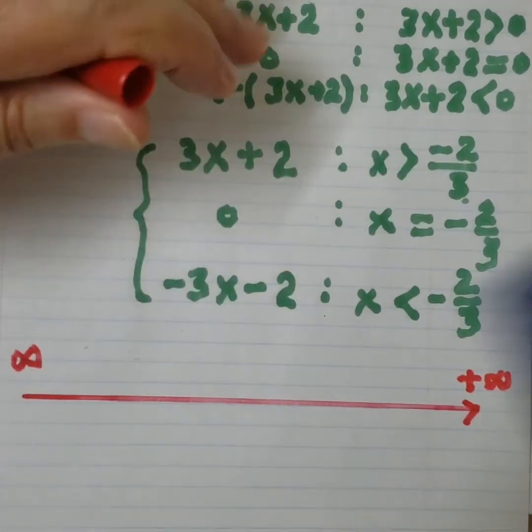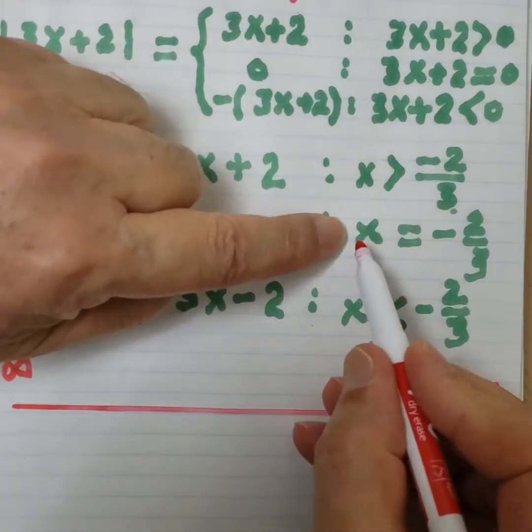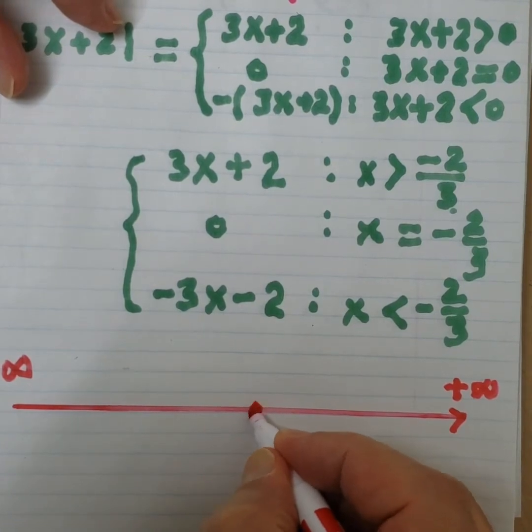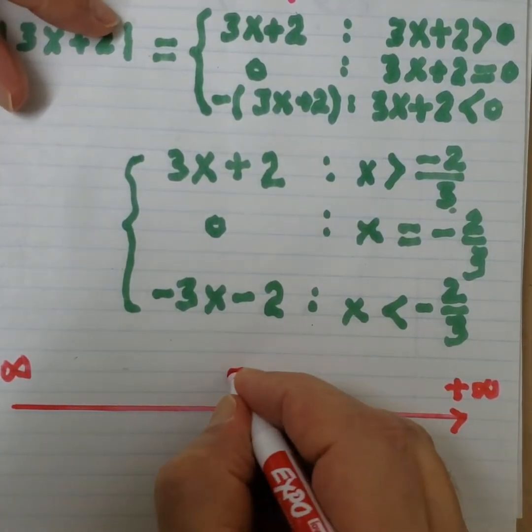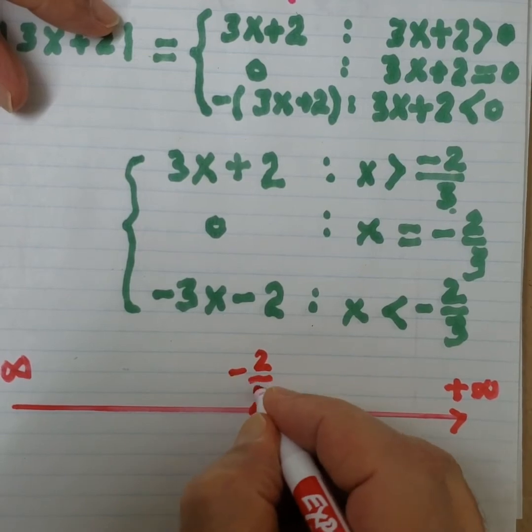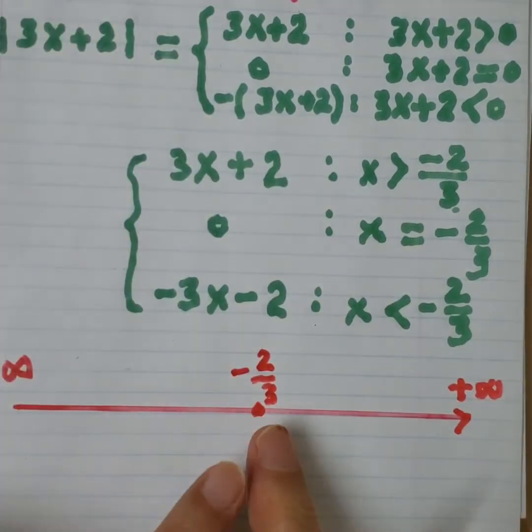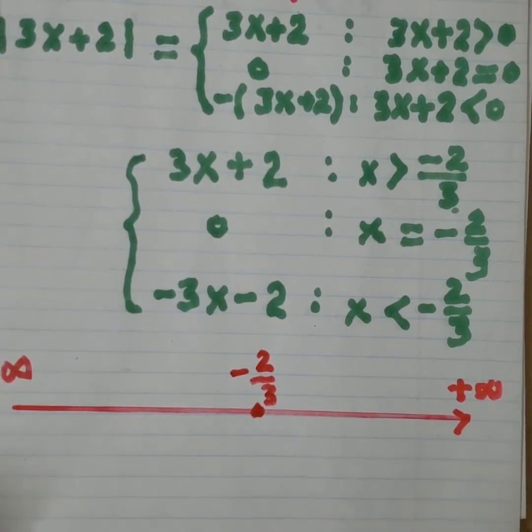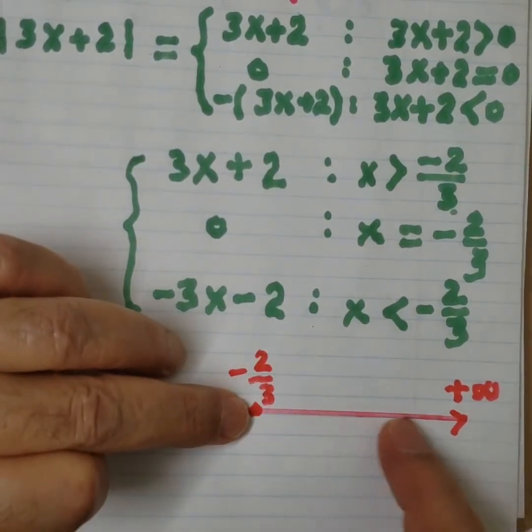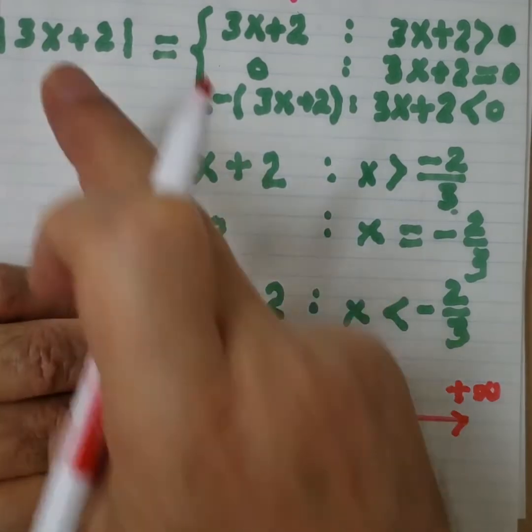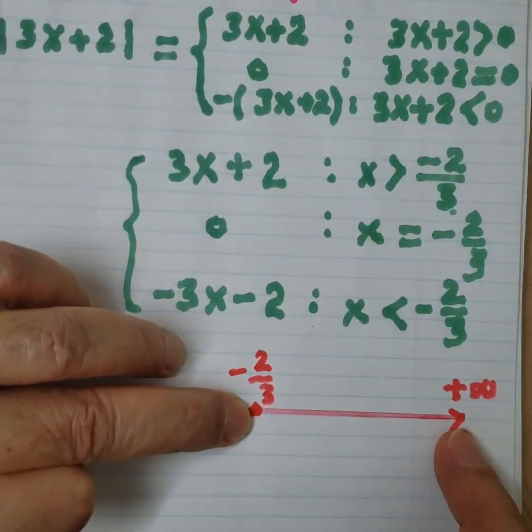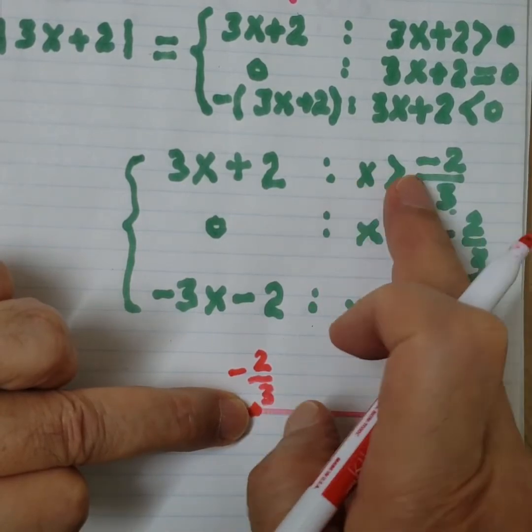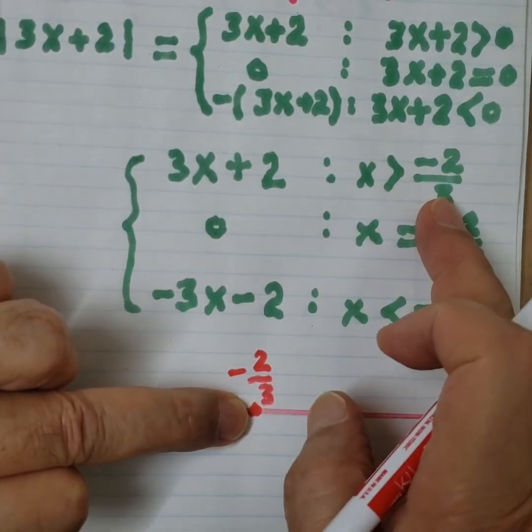Okay, and it is the 0 for the absolute value, so I consider it anywhere like here. It is minus 2 over 3. You see now this number divided the real number line into 2 intervals. This interval is when 3x plus 2 is positive, I mean at this condition, when x is greater than minus 2 over 3.